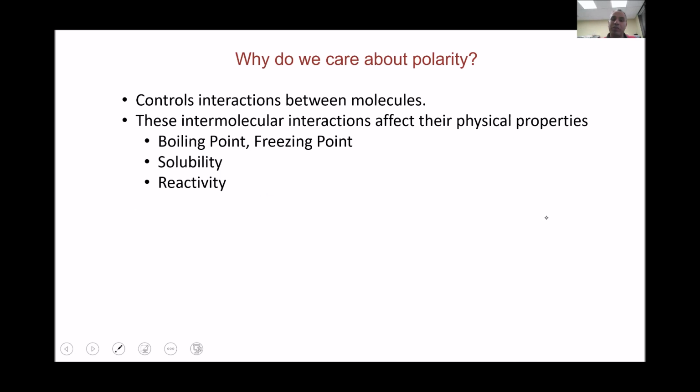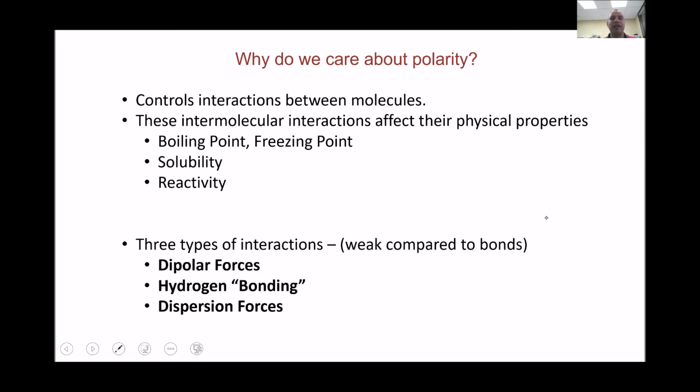Why do we care about polarity? Because it actually controls the electrostatic interaction between molecules. It's going to determine the strengths of intermolecular forces, which will in turn affect the physical properties, the boiling point and freezing point of the molecule. It's going to affect the solubility and the reactivity of the molecules. And later on, we will discuss the different types of intermolecular interactions that arise between molecules, namely dipolar forces, hydrogen bonding, and dispersion forces. We will talk about these in detail in the next set of slides.